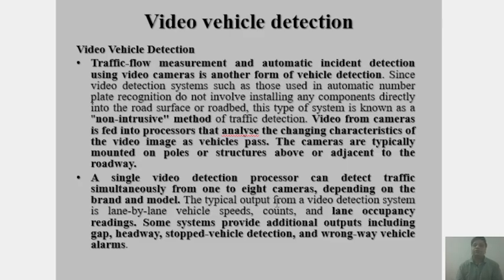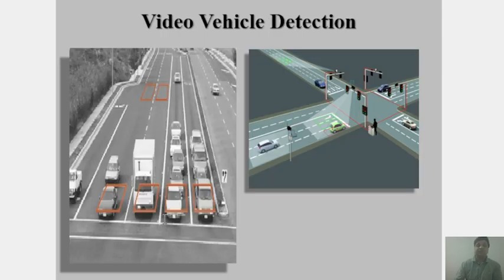So we are getting a huge amount of data if we place this above or adjacent to the roadway. This typical type of video data collection is lane by lane, where we are able to get the vehicle speed, count, and lane occupancy readings lane by lane. Here we are able to find out the gap between vehicles, the headway, the stopped vehicle direction, and whether any wrong way driving is happening or not. If so, we can also give different types of alarms based on this vehicle video detection, which is non-intrusive. So one was intrusive, where we are placing the different types of sensors on the road.